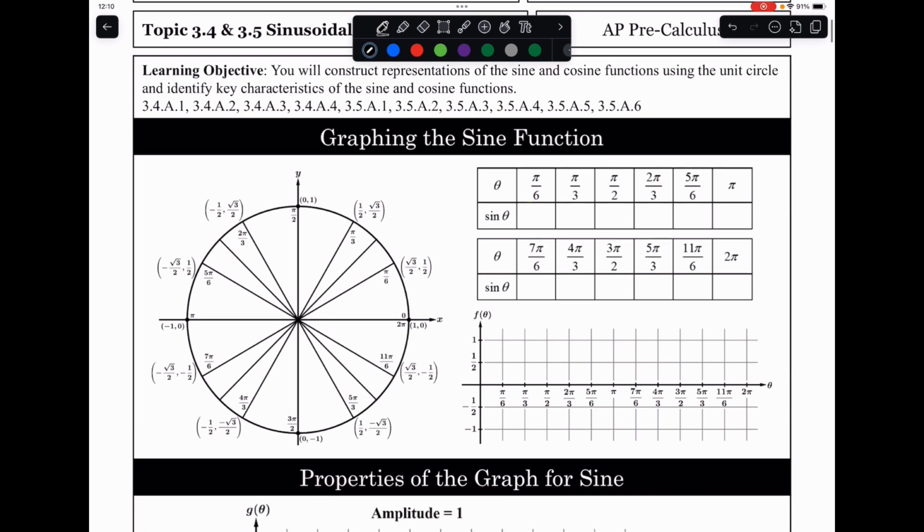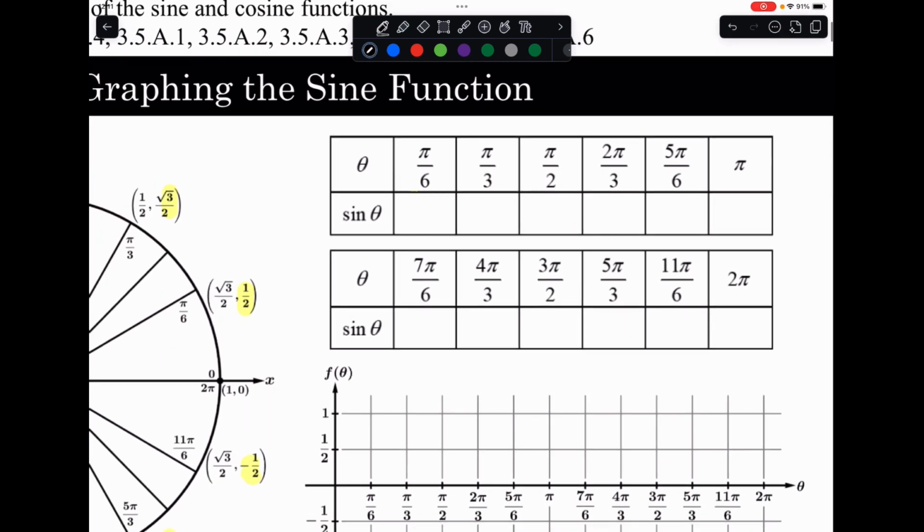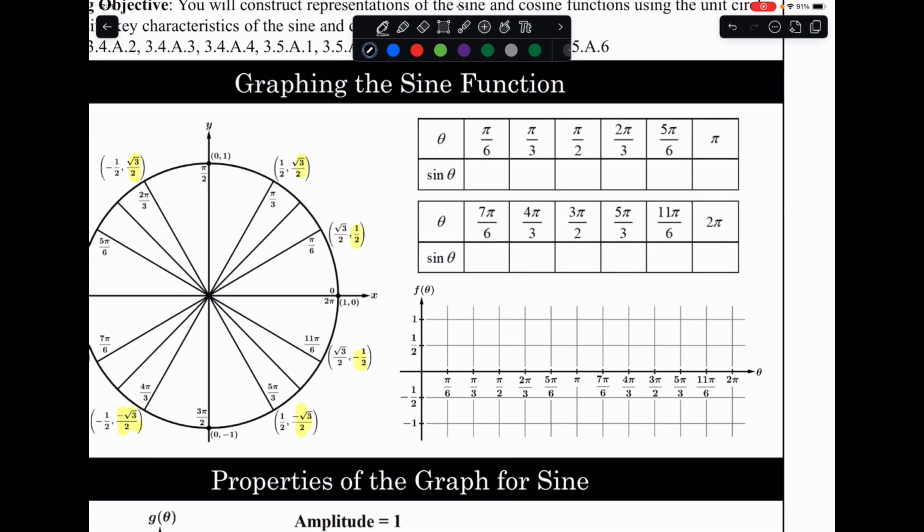Now, because on the unit circle, the sine function values are the y coordinates on these angles, we can identify what the sine of pi over 6 is going to equal, pi over 3, pi over 2, and so on by looking at that value there. Now, if you recall the memorization trick, I know that the sine of 0 is equal to 0. So my sine function is going to have a coordinate at (0, 0) right here.